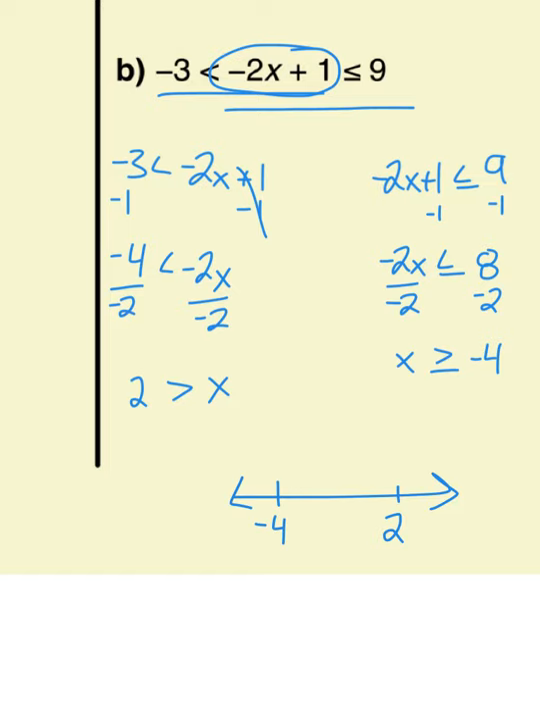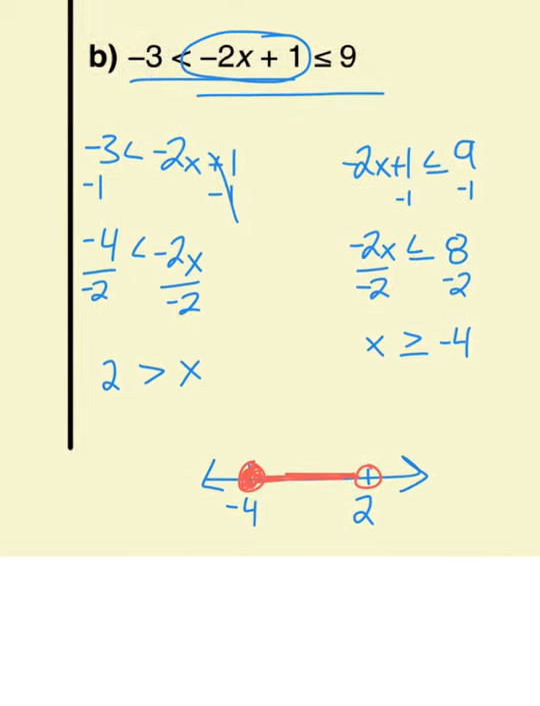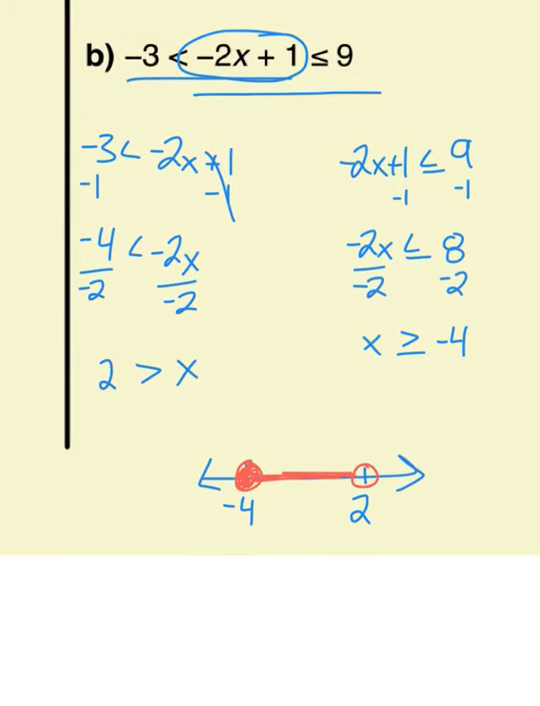And when I look at the 2 side, it's x is less than 2. 2 is greater than x. So it's going to go towards the 4. It's less than. Then the second one, the right side, x is greater than or equal to -4. Make sure you shade in that or equal to, and it's greater than, so it goes towards the 2. It's an and compound inequality, so we're shading the overlap, the middle.